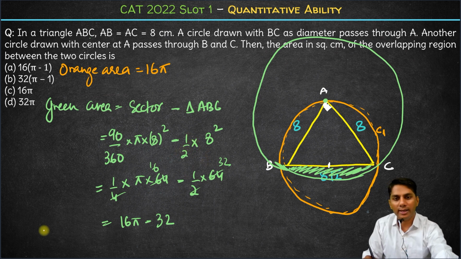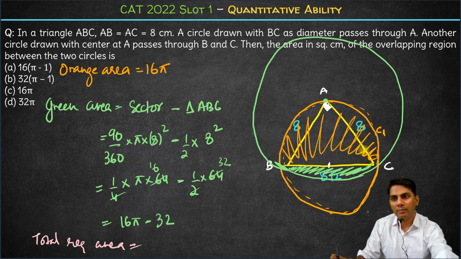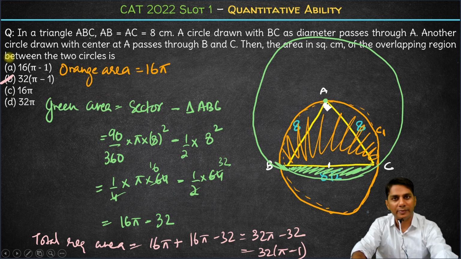Hence the total required area which is common to both the circles is the orange part plus the green part. So the orange part is 16 pi and the green part is 16 pi minus 32. So this is 32 pi minus 32. Now taking 32 common, we are left with pi minus 1. So the total required area is 32 times pi minus 1, which is option B. So option B is the right answer here. Thank you.